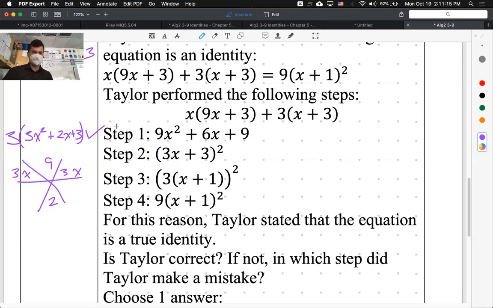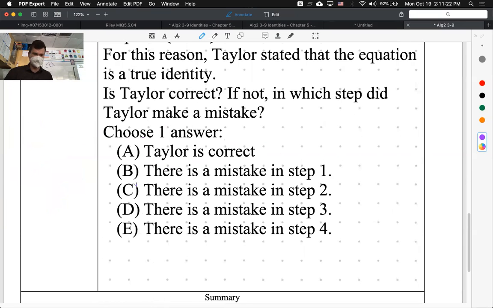In fact, there's no way to get to a step 2. So step 2 is the answer. You would circle step 2. Oh, I guess you'd come down here and say, there's a mistake on step 2. C is the correct answer.